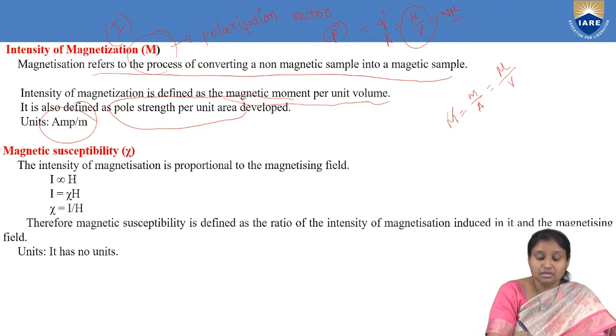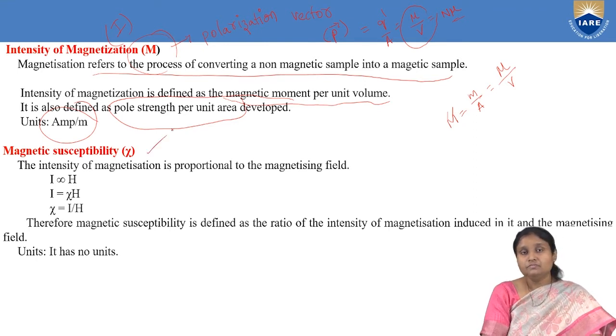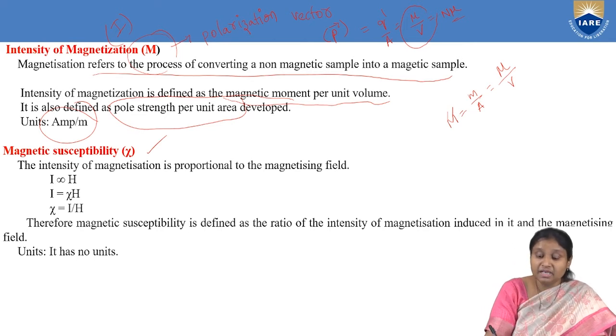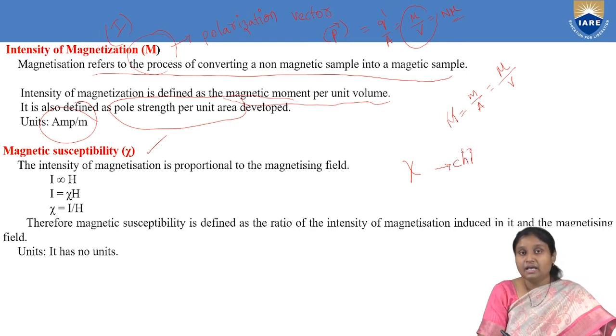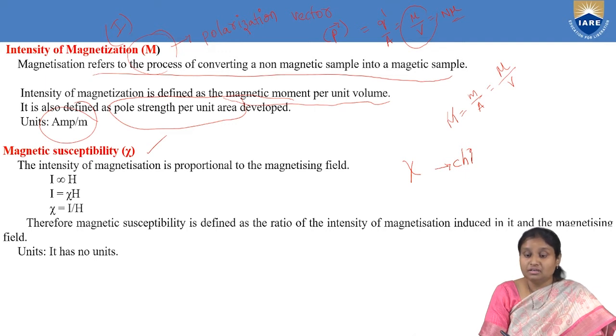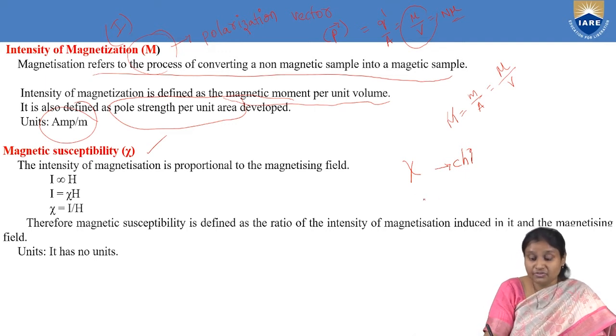Then coming to our next term, magnetic susceptibility. What is the notation for magnetic susceptibility? It is given by the symbol chi. This symbol is called chi, right? And of course, we should not confuse it with the notation for wave function. Wave functions associated with a wave are given by the symbol psi.